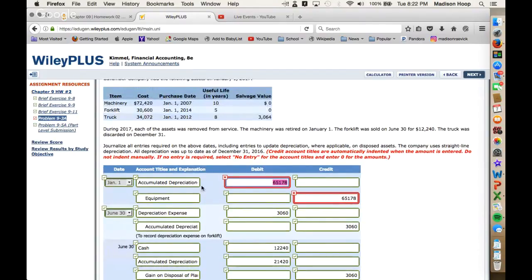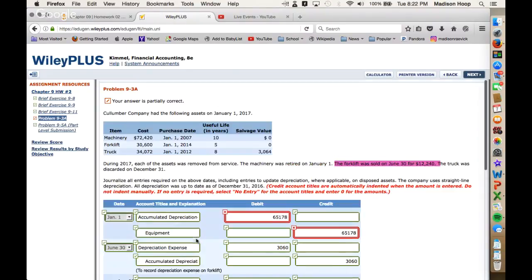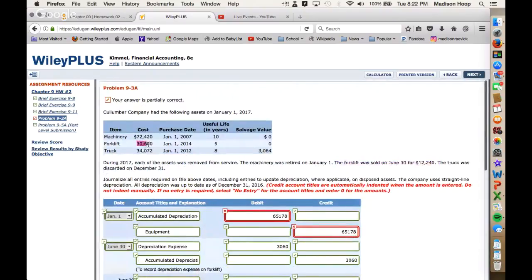And then for the next one, the forklift was sold on June 30th for this amount of money. It also tells us to record depreciation expense on the forklift. Since we're recording depreciation expense and we're not discarding it, we are going to put the depreciation expense in the debit line, and then in the credit line we'll put accumulated depreciation since it's still in use.